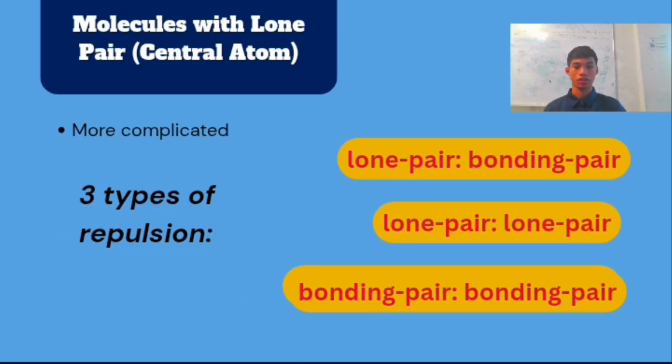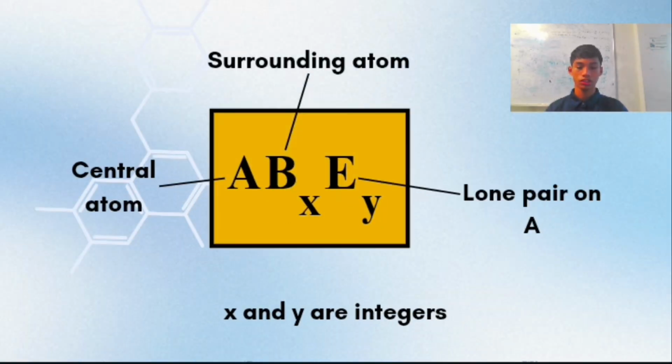Molecules with lone pairs are more complicated. There are three types of repulsion: lone pair with bonding pair, lone pair with lone pair, and bonding pair with bonding pair. In this notation, A represents the central atom, B represents the surrounding atoms bonded to the central atom, E represents the lone pair of electrons on the central atom, X is the integer count of these atoms and Y is the integer count of these lone pairs.